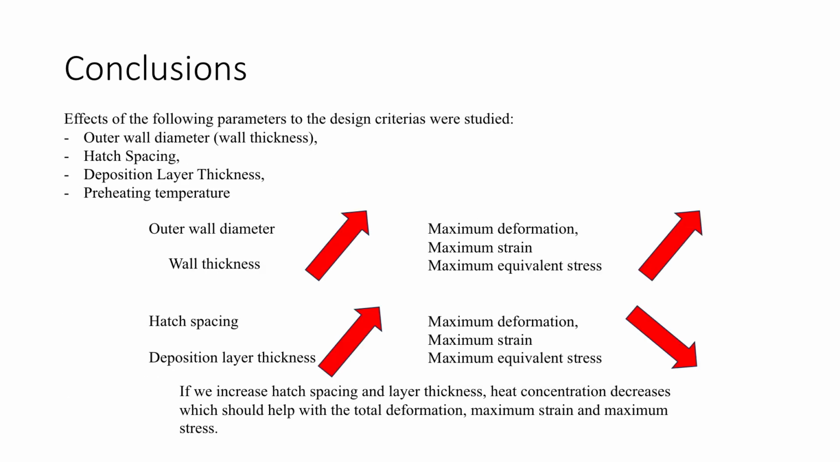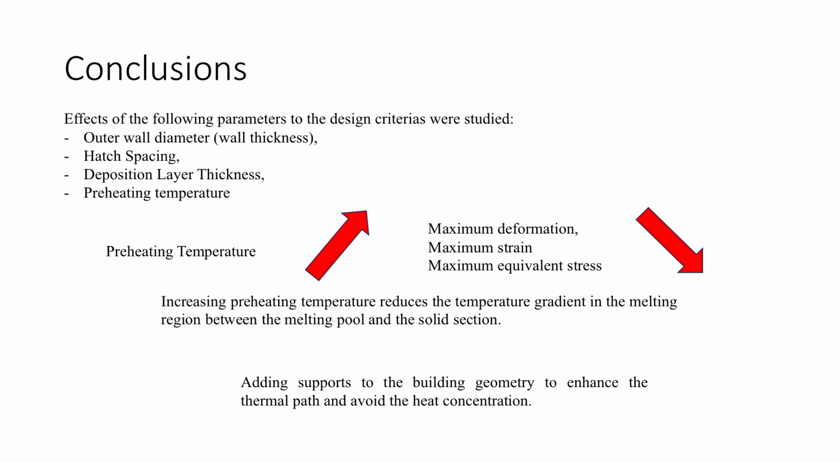We saw that when the outer wall diameter and wall thickness increase, it's going to make the maximum deformation, maximum strain, and maximum equivalent stress increase. On the other hand, increasing the hatch spacing and deposition layer thicknesses, then the maximum deformation, maximum strain, and maximum equivalent stress are going to decrease. And again, increasing the preheating temperature reduces the maximum deformation, maximum strain, and maximum equivalent stress.